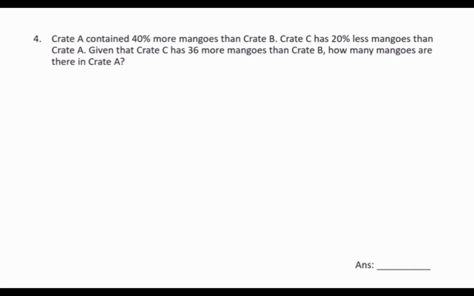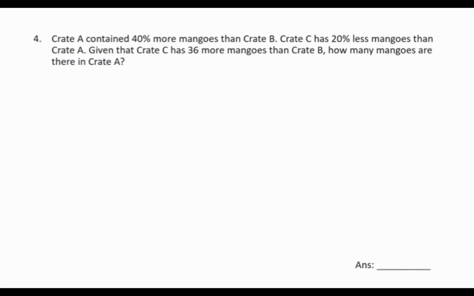Crate A contained 40% more mangoes than crate B. Crate C has 20% less mangoes than crate A. Given that crate C has 36 more mangoes than B, how many mangoes are there in A? Again, we have percentage. We want to change it into ratio so that it's easier to see in terms of units.